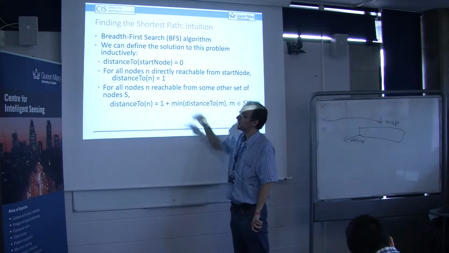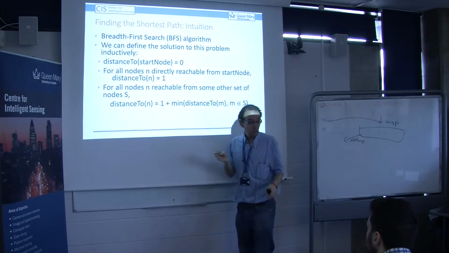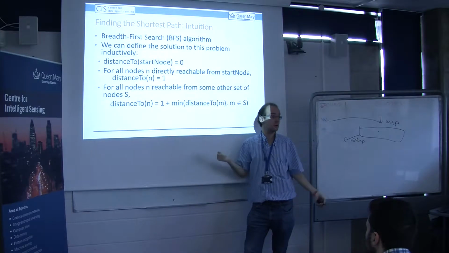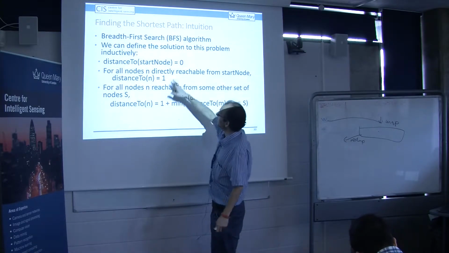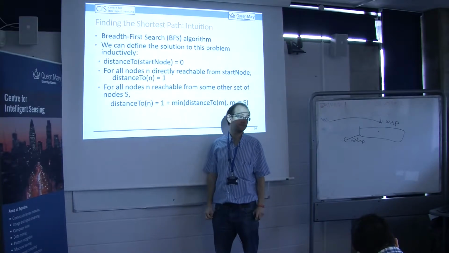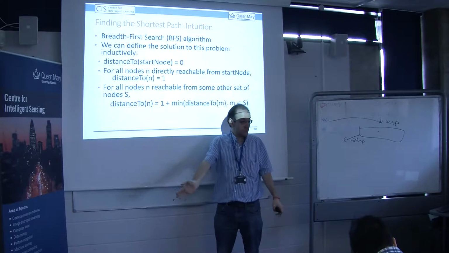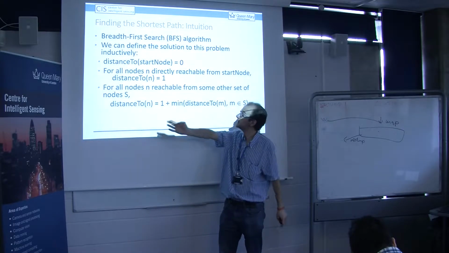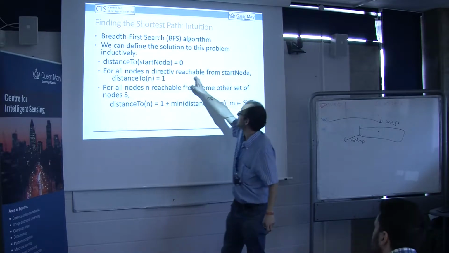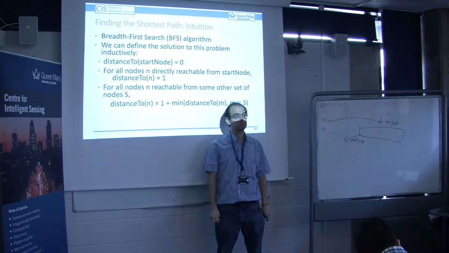Basically, if we apply BFS, this is much simpler than Dijkstra. We do not need to keep any queue. We basically start with the initial node. It's got a distance of 0. What do we do then? We search in a breadth way. We check all the neighbors, and all the neighbors of the start node have a distance of 1.